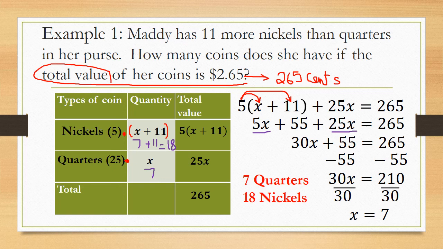So the main thing when solving word problems that deal with coins is, first of all, using the table, because the table is going to help you so much in setting up the equation correctly, and finding out if you have the number of coins or the quantity of the coins, or if you have the total value of the coins.